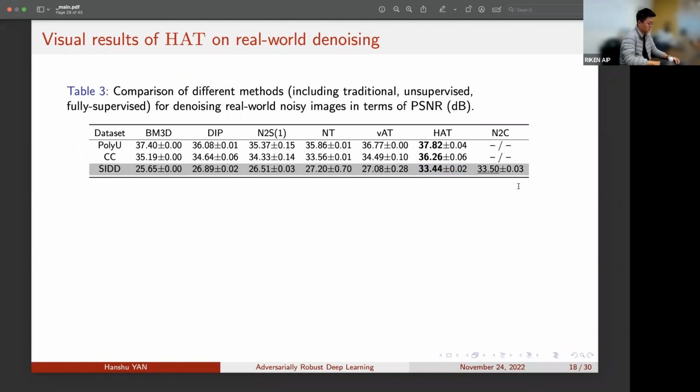So during application, you only need some clean images randomly collected from the internet. You add some Gaussian noise into them and use the adversarial strategy to train the model. After adversarial training, you can use this denoiser in most kinds of scenarios.